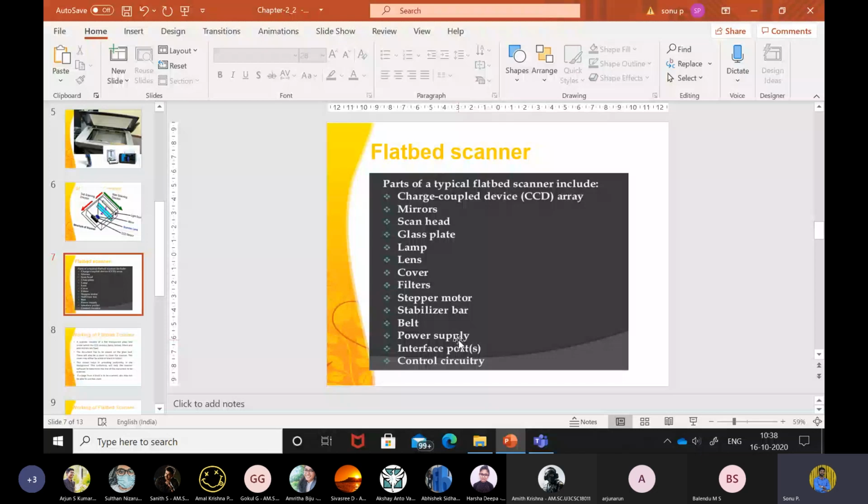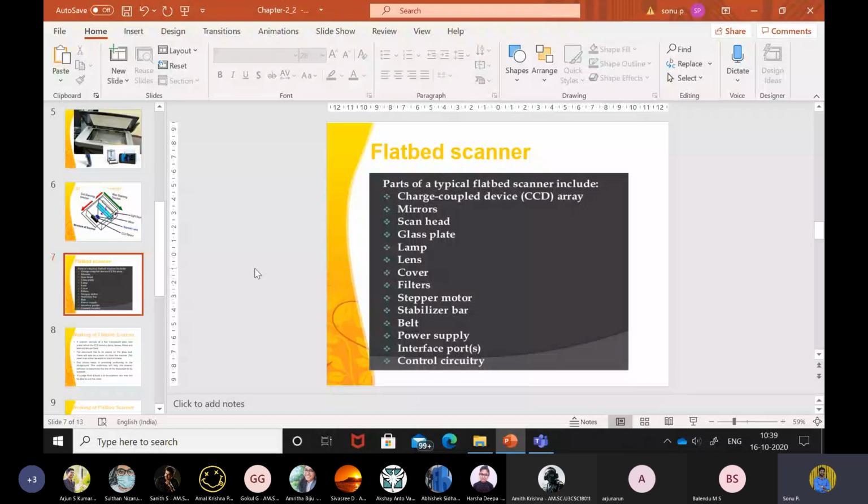There is an interface port to connect to your computer. It can be USB or parallel port that transfers data from the scanner to your computer. And there is control circuitry, which is the working of the electronic components, not a mechanical component. There is a lot of circuitry, and the mechanical motor is connected to this circuitry for working and data transfer. CCD to analog conversion and all such things are done by this control circuitry. So these are the main important parts of the flatbed scanner.